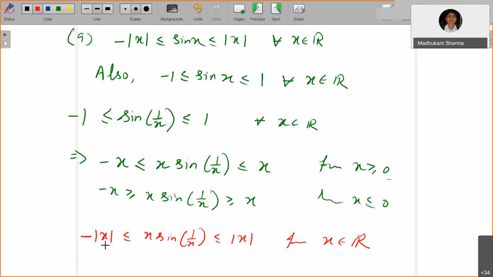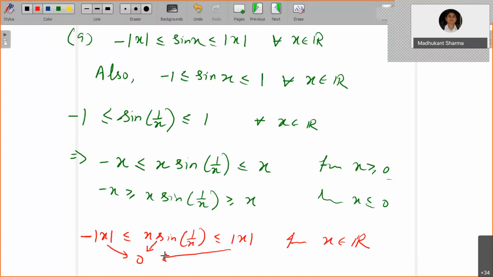Now you can verify that this tends to 0 as x tends to 0, and this tends to 0 as x tends to 0. So the squeeze theorem tells you this also tends to 0 as x tends to 0. Okay, fine. So we are closing here. Okay, thank you.